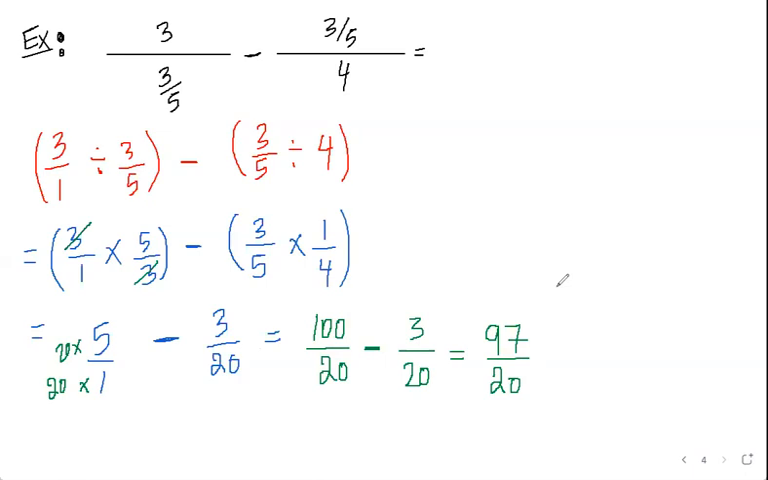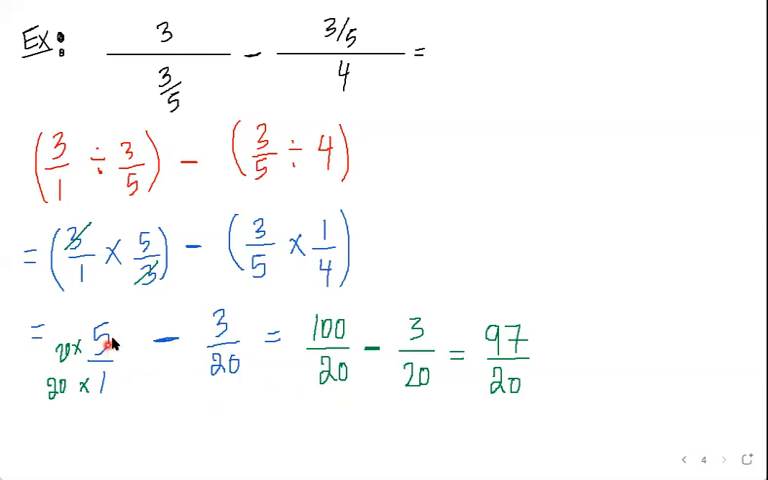Is it clear what we did here? Yeah, I'm kind of confused. Why do you multiply by 20? Oh, okay, because like last time I said, we can do cross multiply by multiplying 5 by 20 and 3 by 1, or we're looking for the common denominator.